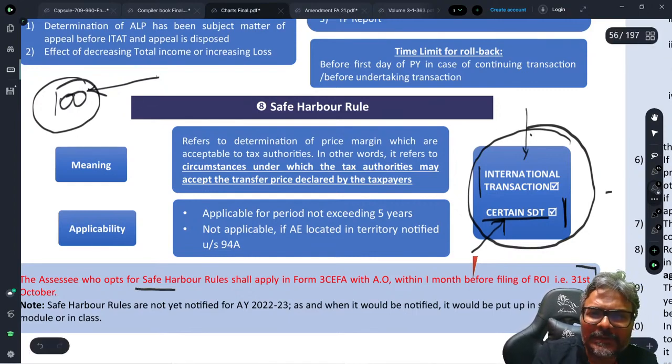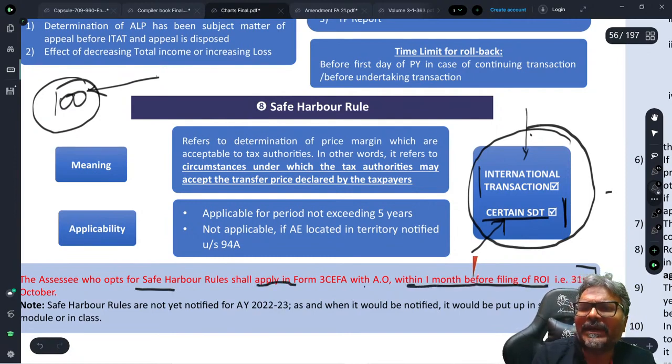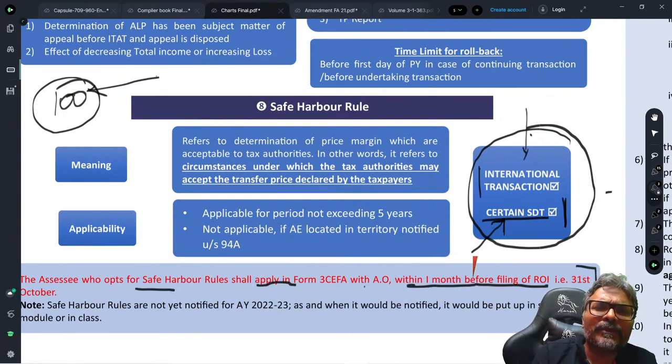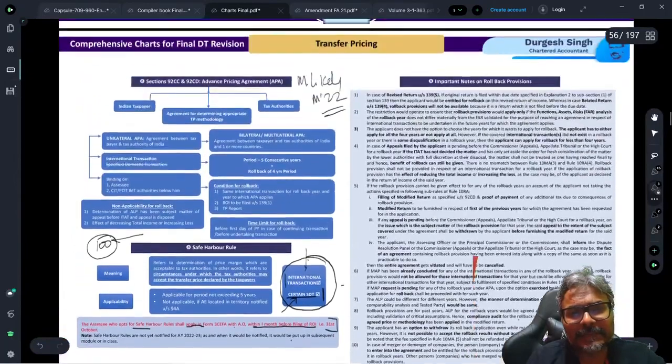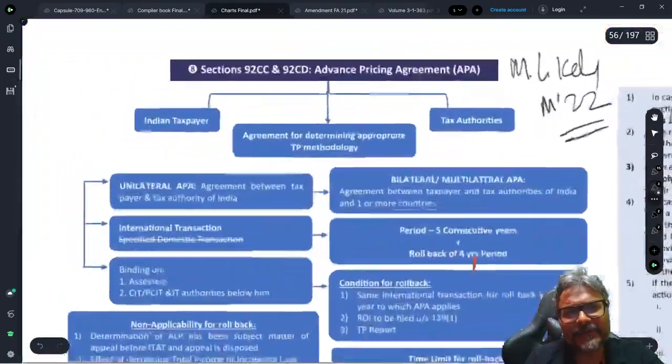An SSE who opts for the safe harbor rule shall apply in this form within 1 month before the filing of the ROI. This is only what I'm preparing for all of you, for your MCQ questions in the exam. That's it. Safe harbor is only this much.